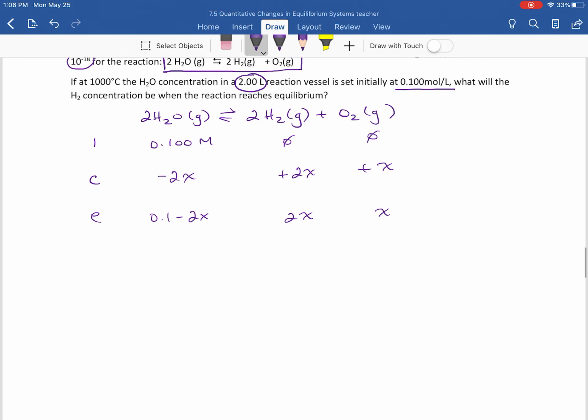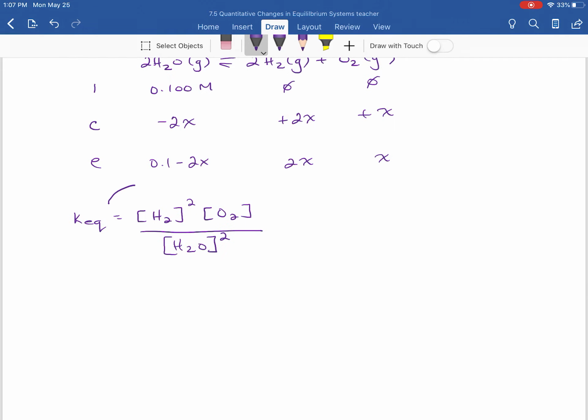So that's that. Now, let's write out our K equation. In this situation, products over reactants. Now let's plug in the concentrations in the equilibrium row. So 2x, all quantities squared, times x, over 0.1 minus 2x, all quantities squared, and our value for k was 7.2 times 10 to the power negative 18. That was given in the question.